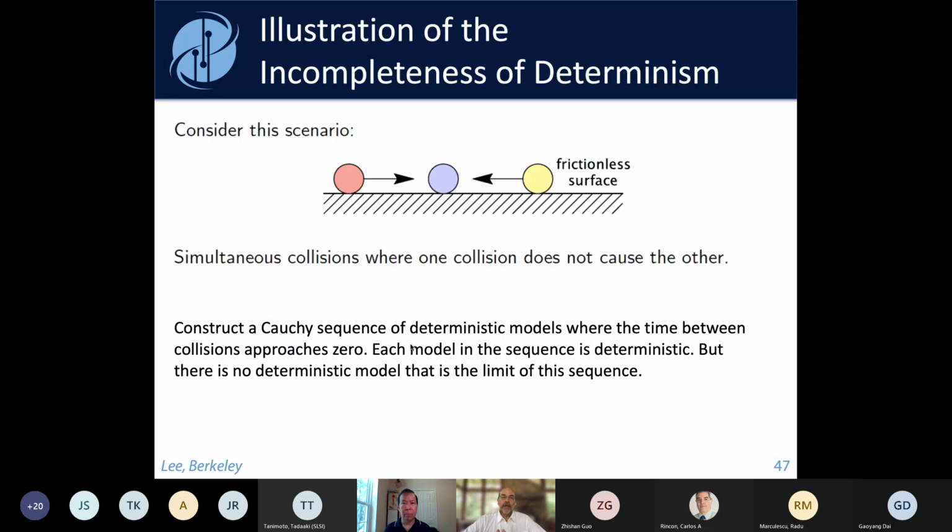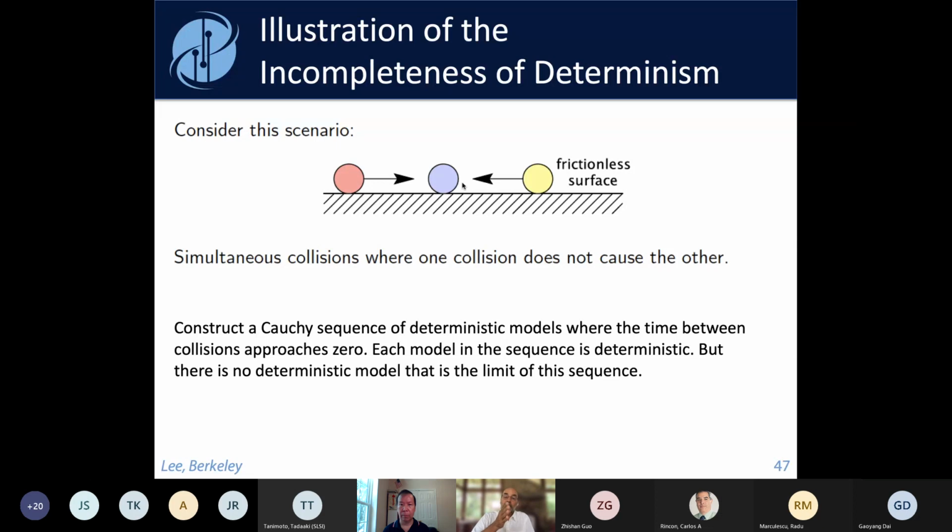And to give you a sense of how I prove that, I consider a scenario that you can model using Newton's laws that involves collisions of spherical objects. And in particular, collisions where there's a possibility of the collisions being simultaneous. So you have two billiard balls converging on a single billiard ball, and they might collide at slightly different times, but in the limit, you might get to the point where you actually have simultaneous collisions. So I show that you can construct a Cauchy sequence of deterministic models. So it's a Cauchy sequence in the metric space sense, which means that the models are getting closer and closer to one another in a metric space.